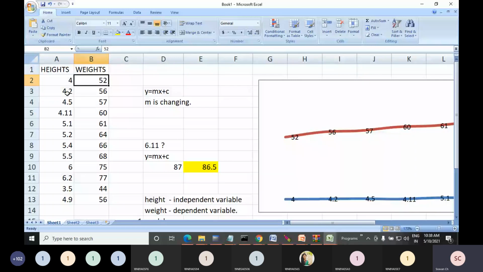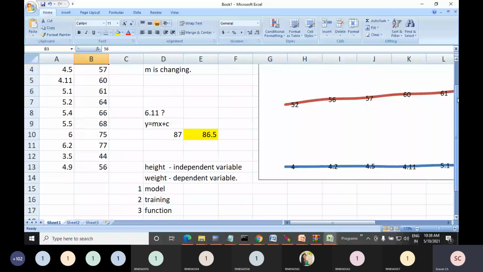Like this, I am teaching, I am training my program. So this training means what we do is the data as well as output, whatever block diagram we have seen, right? We are training the model by giving this height and weights information.